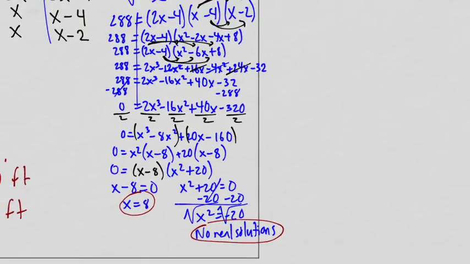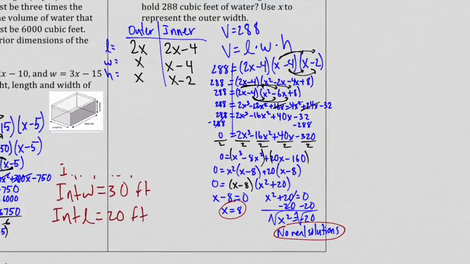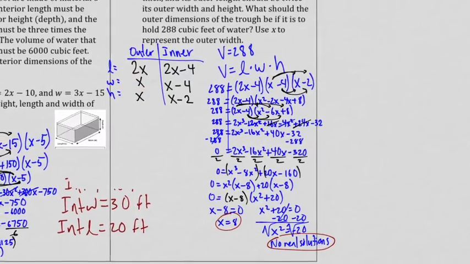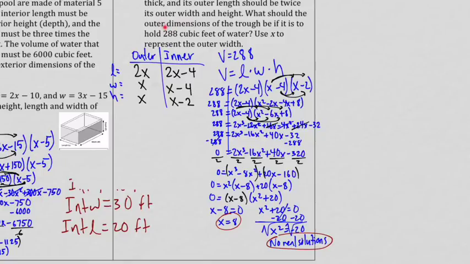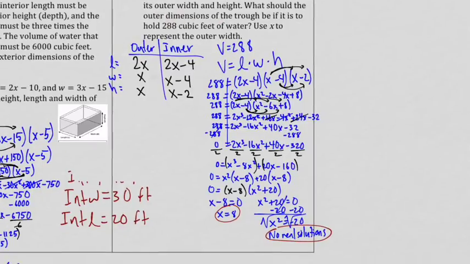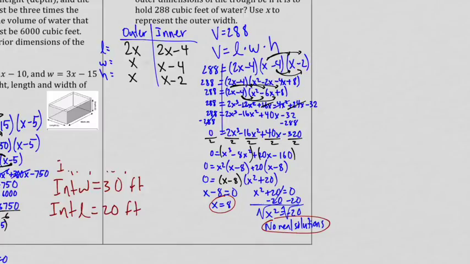So x is 8. X stands for the outer width and the outer height, but they're asking us about what should be the outer dimensions. Oh yeah, the outer dimensions. So all we got to do is just say 8 for the width. I might just write it right here. 8 for the height, and 2 times 8, which is 16 for the length. There you go. Those are the outer dimensions.